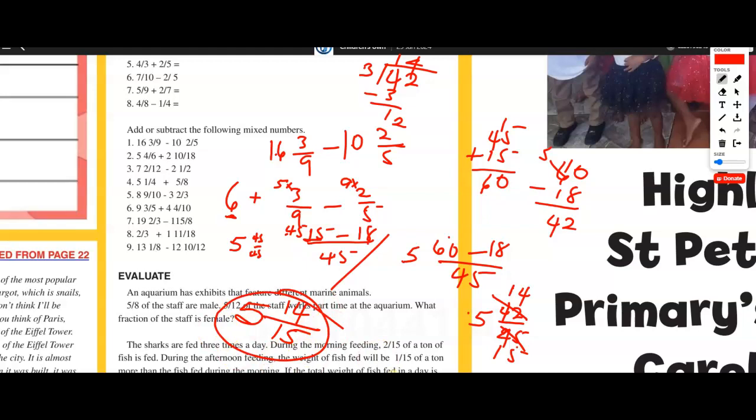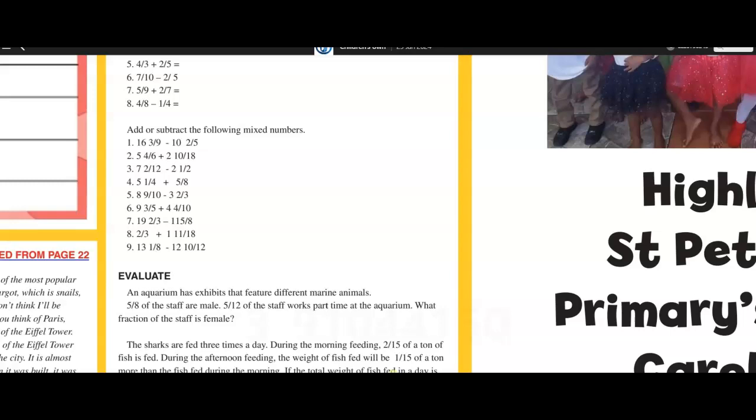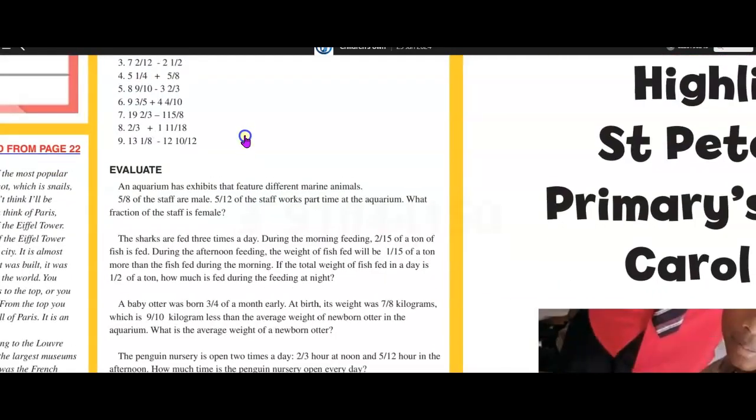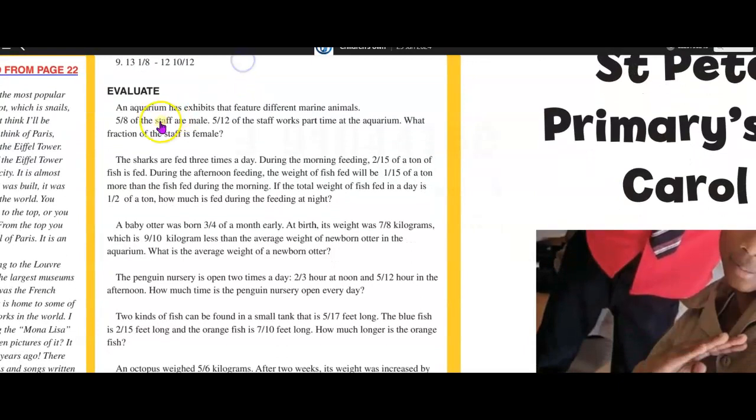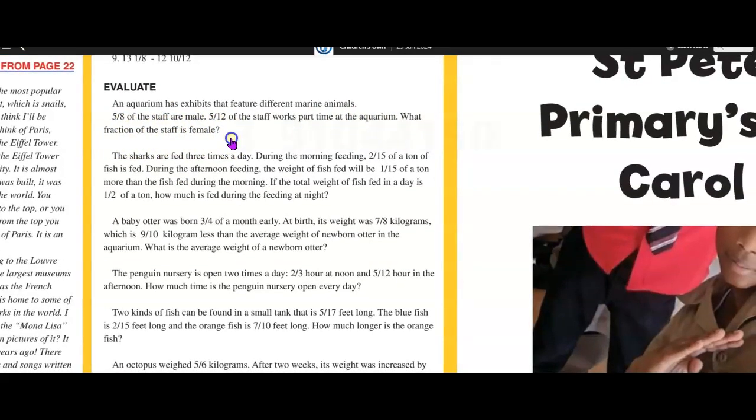All right. Now go ahead and complete the rest. Let's see what you come up with. And evaluate. It says an aquarium has exhibits that feature different marine animals. 5/8 of the staff are male. 5/12 of the staff work part-time. What fraction of the staff is female?